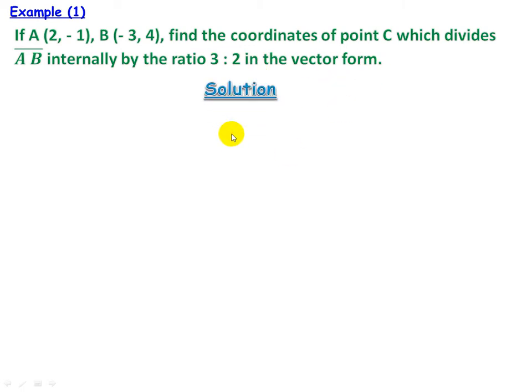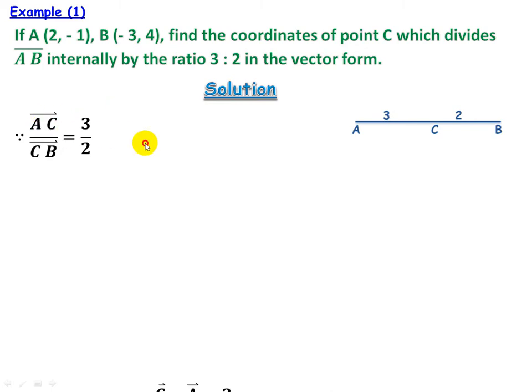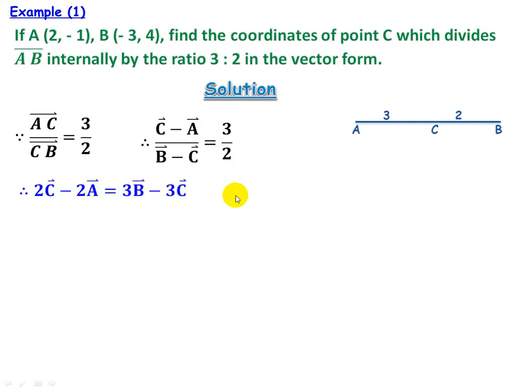First, I'll draw a line segment AB, and I divide it into two parts, the ratio between them 3 to 2 as he said, 3 from A and 2 from B. So using the vector form, I can write that vector AC over vector CB equals 3 over 2. Vector AC equals C minus A, vector CB equals B minus C. Crossing multiplication, 2 times vector C minus 2 vector A equals 3 vector B minus 3 vector C.